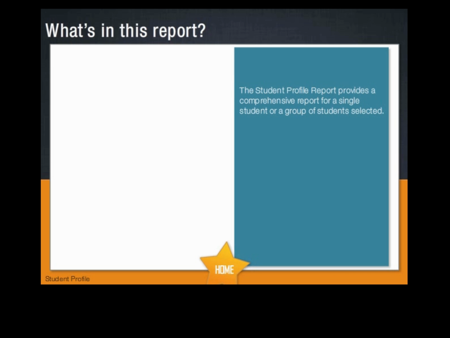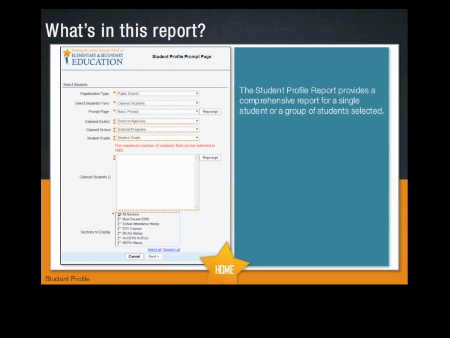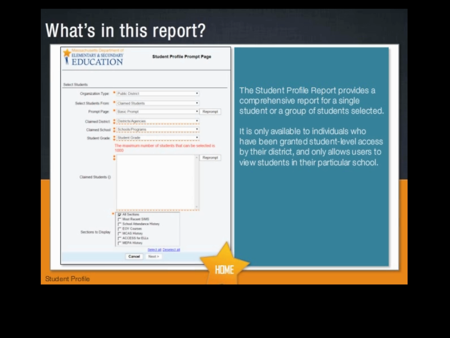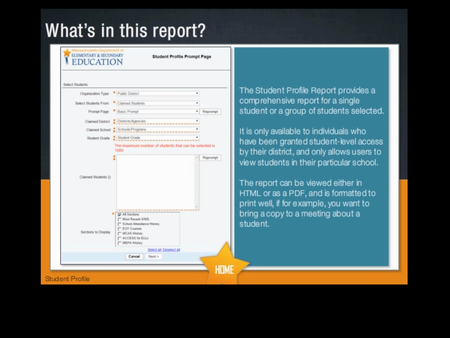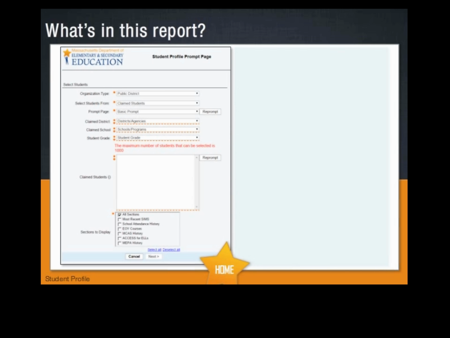The Student Profile Report provides a comprehensive report for a single student or a group of students selected. It is only available to individuals who have been granted student-level access by their district, and only allows users to view students in their particular school. The report can be viewed either in HTML or as a PDF, and is formatted to print well if, for example, you want to bring a copy to a meeting about a student.